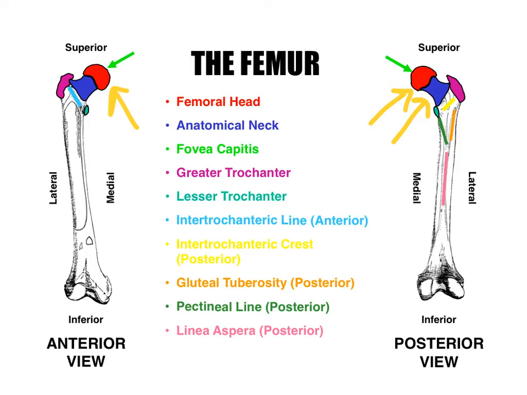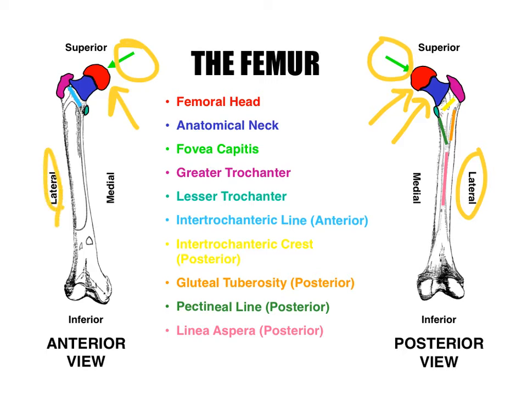Then you have the fovea capitis, which is where the ligament that attaches to your acetabulum resides. So if you have the opportunity to see a femur, it's kind of an indentation at the top of the femoral head. On the lateral side, right? So here's our lateral side.